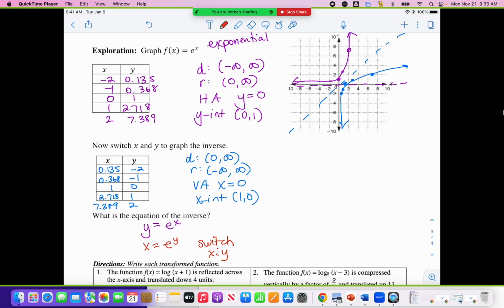Well, you're trying to solve for the new y, right? And so I'm going to do exactly what you're saying: you want to solve for the new y. That would be log base e of x equals y. And that's just natural log. And I'm going to call that f inverse of x.